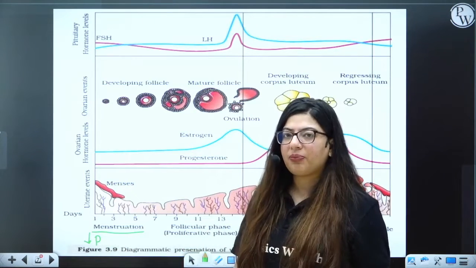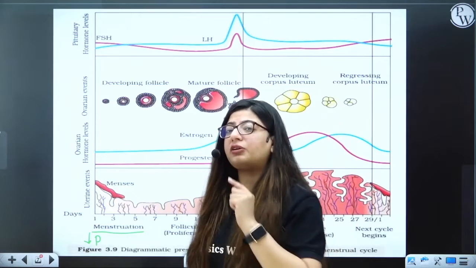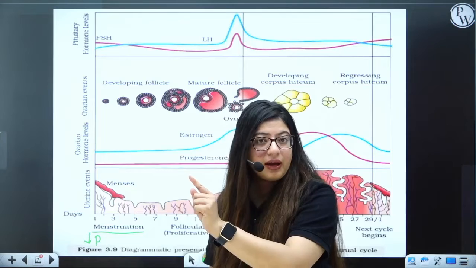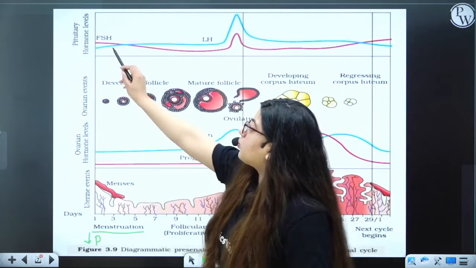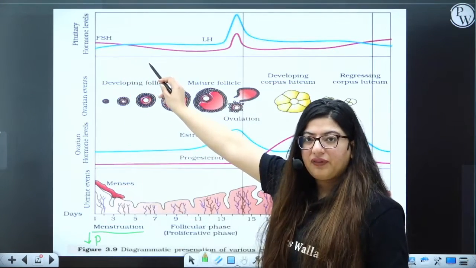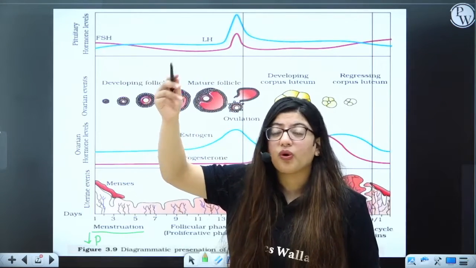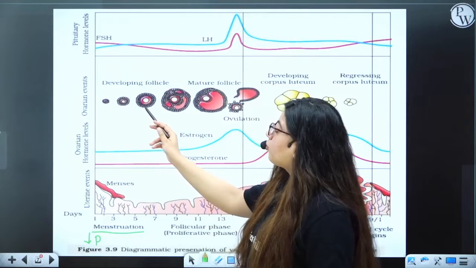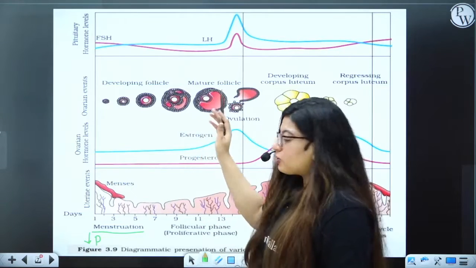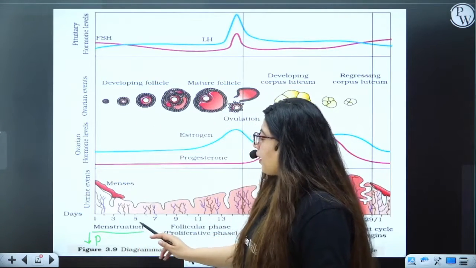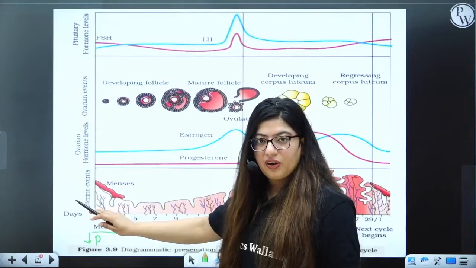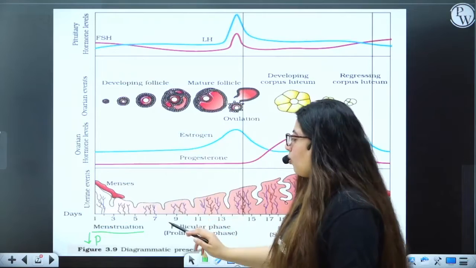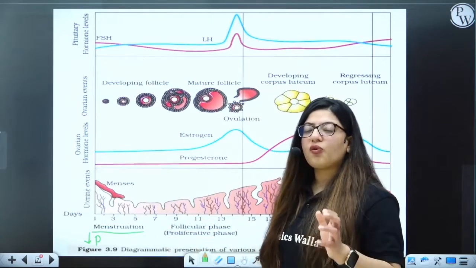Another thing that will happen, progesterone gives negative feedback to pituitary. When there is no progesterone, there will be no negative feedback. That means now FSH will arrive. When FSH arrives, what happens? FSH leads to the growth of ovarian follicle. Now the growth of follicle is happening here. So you can see during the first 5 days, the endometrium is shedding off, FSH is rising, and ovarian follicles are going to grow.